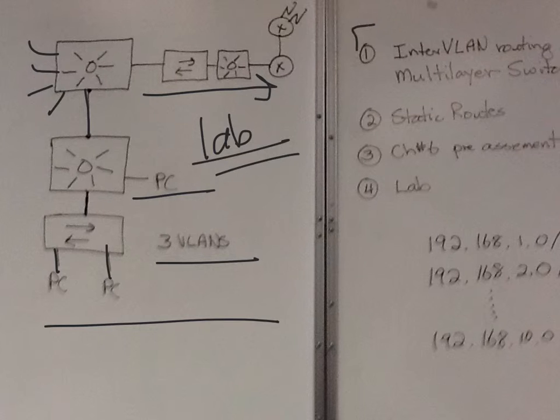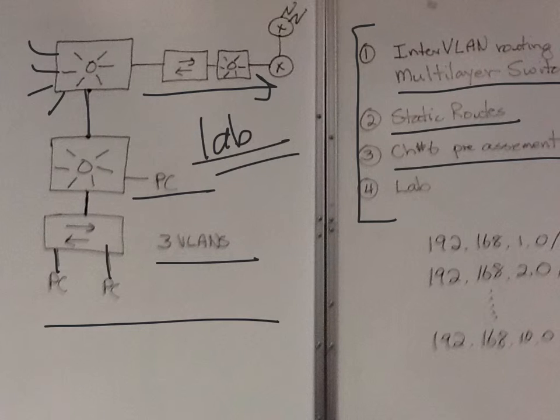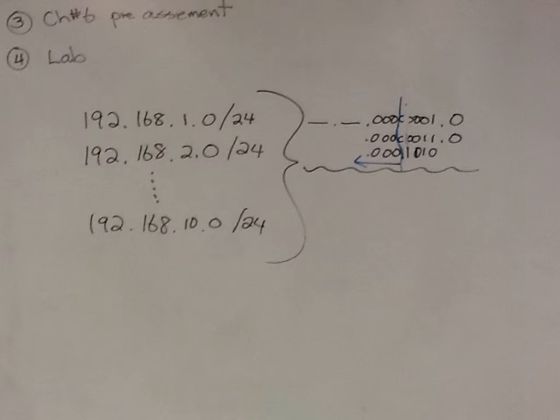These were things, made a little list of things we have going on. Inter-VLAN routing, multi-layered switching, we talk about static routes. Chapter 6 finishing up, some labs, and then do some summarization.